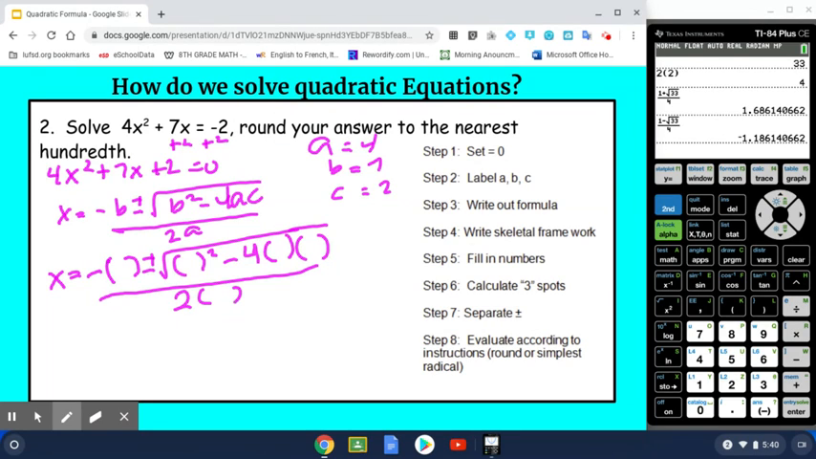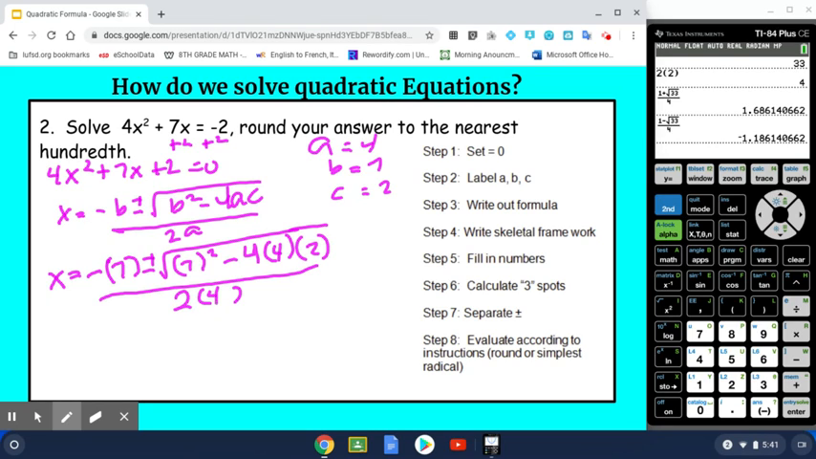Okay? Now your next step is you're going to replace all those variables with the specific numbers we wrote down. So we have A is 4, B is 7, and C is 2. So in the first, we're going to do negative B, which is negative 7, plus or minus B squared. So it's 7 squared minus 4 AC. A is 4, C is 2, all over 2A, which is 4.